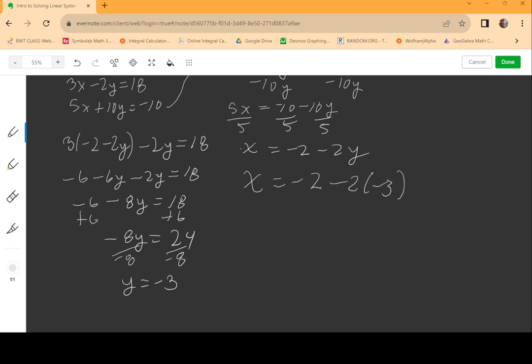Negative 3. Excuse me, I get a little sloppy here. Negative 3. Now be careful with your signs here. Watch your arithmetic here: negative 2 times negative 3 becomes plus 6. So we get x is equal to 4, and we get the ordered pair 4, negative 3. All right, and I can leave it up to you to double check your answers here. But we do in fact have one solution for this system of equations.